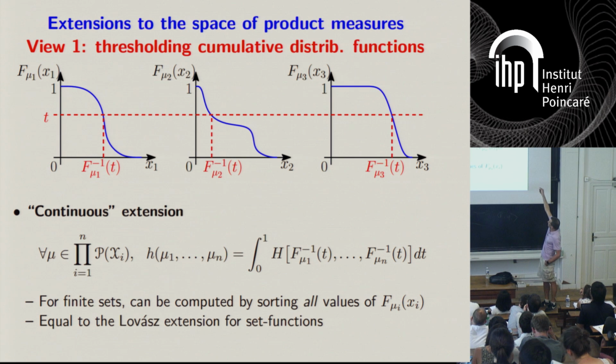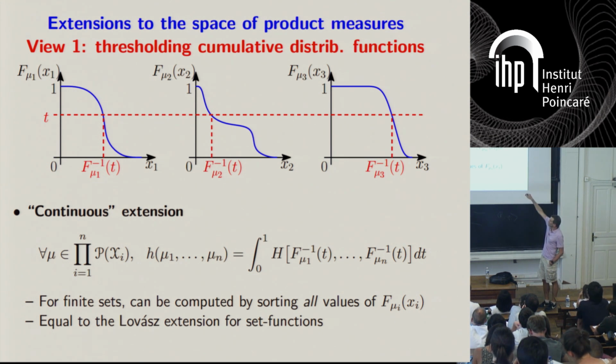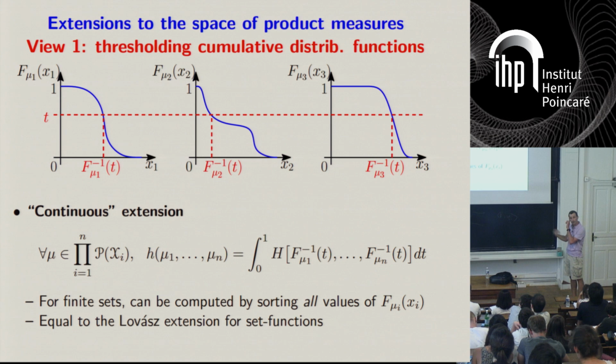You take a t uniform in 0, 1. Here I have three distributions, so I'm taking n equals 3. This is the inverse CDF, a decreasing function. I take a random t between 0 and 1. When I hit my CDF, this gives you the inverse CDF function. This gives me the inverse CDF for the second one, and the inverse CDF for the third one. This gives me, for every i, a value xi, and I take the submodular function at that value, and I take the expectation.